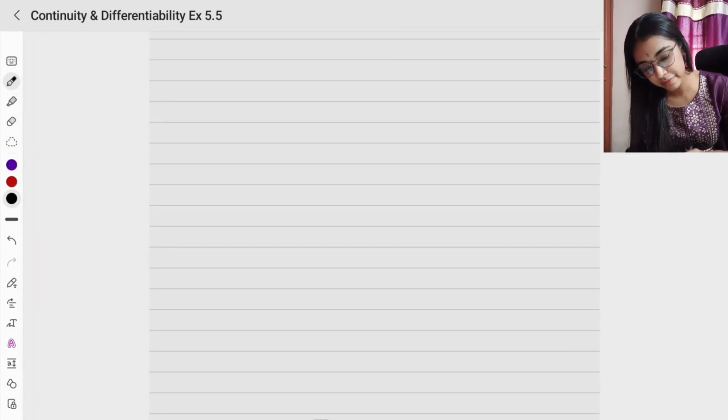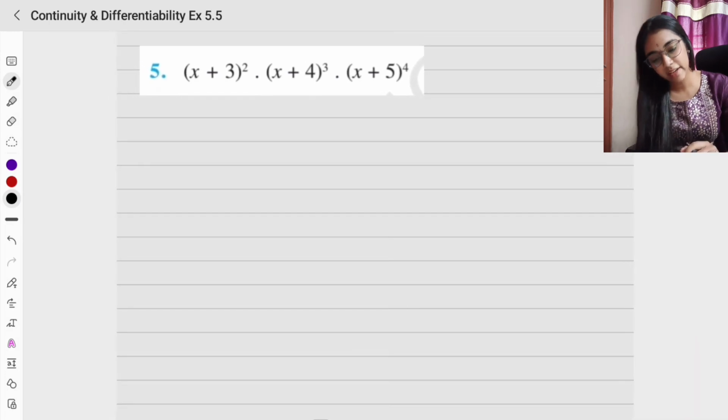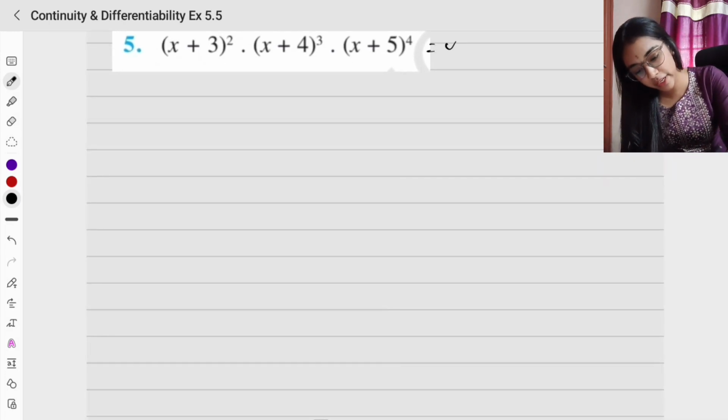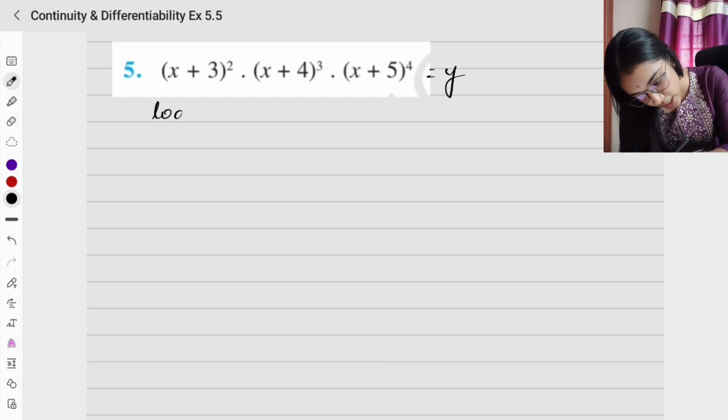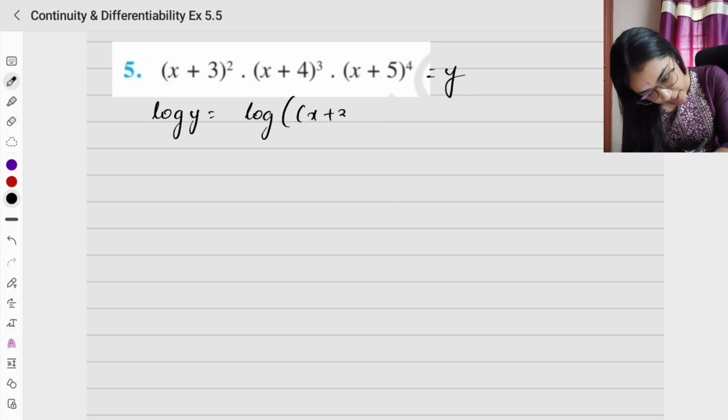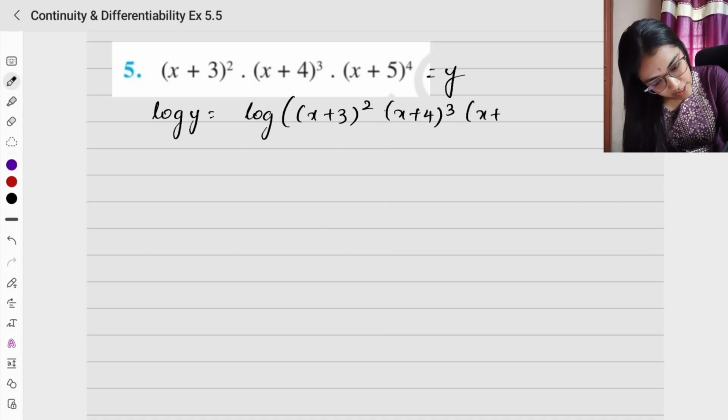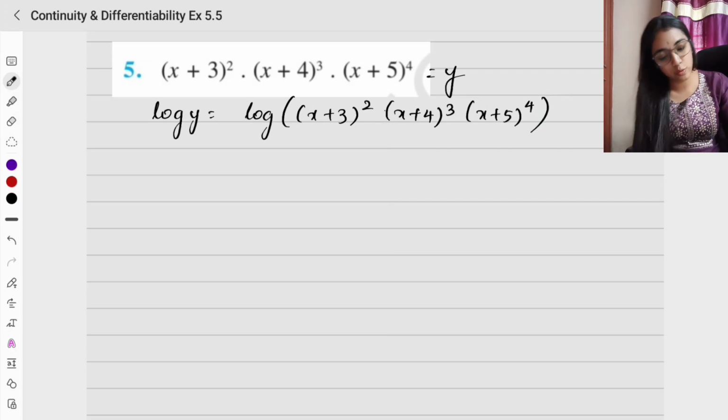Question number 5. I again have a product of terms. So this is going to be my y. So y is equal to this, we just have to equate it. Taking log on both sides, log y equals log of x plus 3 the whole square, times, I'm writing the question, x plus 4 the whole cube, times x plus 5 the whole power 4. Check the product and powers carefully.